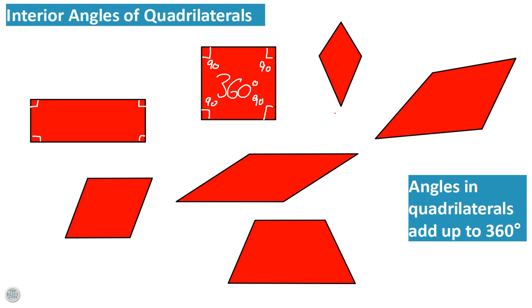360 degrees. How did I do that? I just used my times table knowledge of the 9 times table. I did 90 times 4, and that's 360. Yep, there we go. And it's the same for the rectangle.